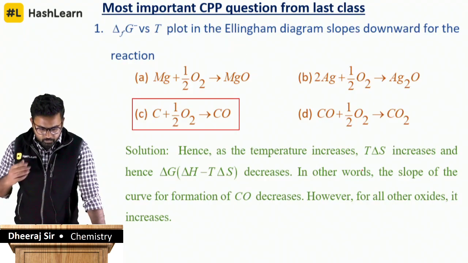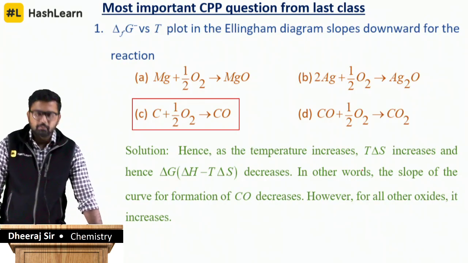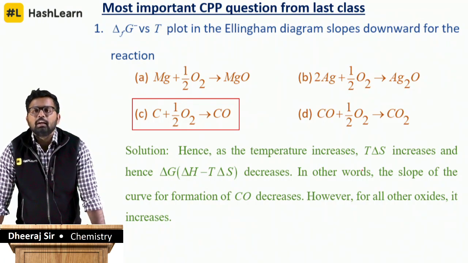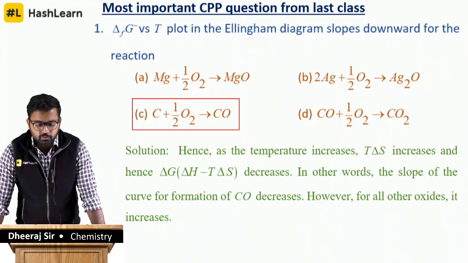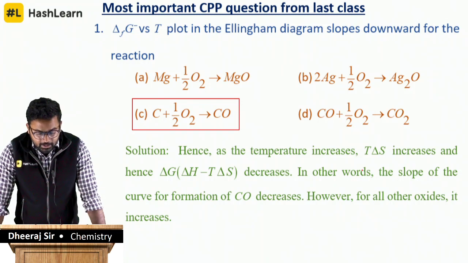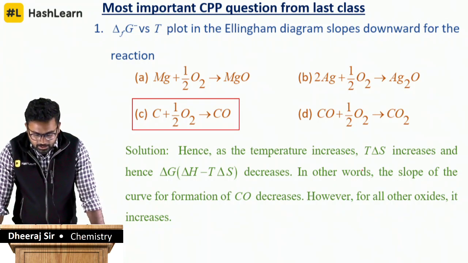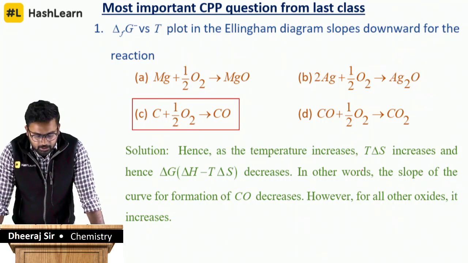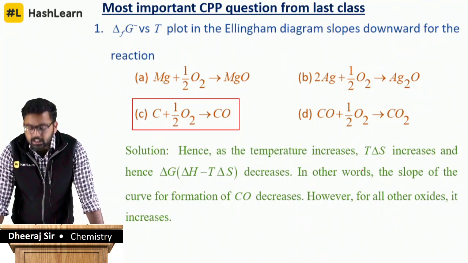Moving ahead, this is the CPP question picked up from the last class. In the Ellingham plot of Gibbs free energy of formation versus temperature, which will slope downwards? It's pretty simple. If you look, there's magnesium and magnesium oxide, silver and silver oxide, then carbon to carbon monoxide, and carbon to carbon dioxide.